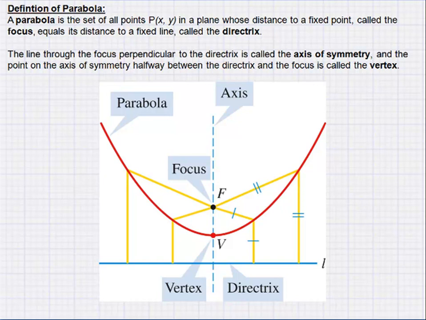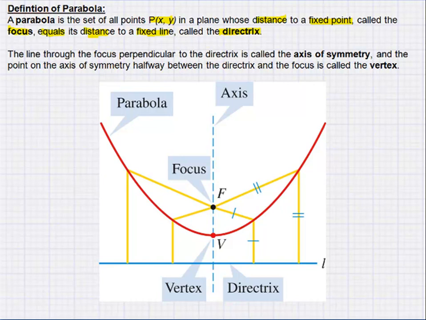So here's our definition of a parabola. A parabola is the set of all points (x, y) in the plane whose distance to a fixed point, called the focus, equals the distance to a fixed line, called the directrix. This definition you could probably read about 5 times. It might not make a whole lot of sense until we start to look at this picture here.